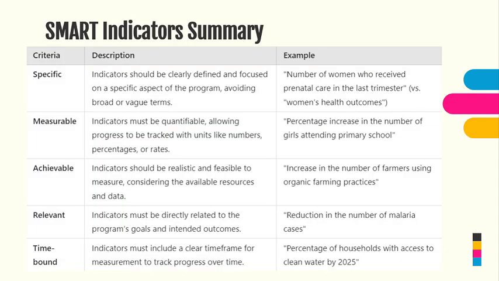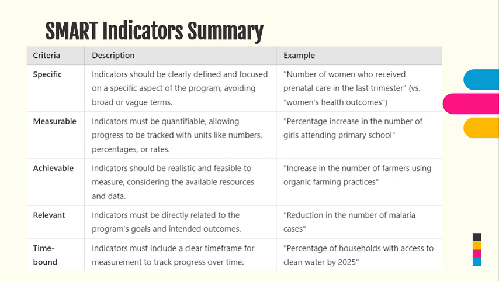So now, just a summary of what SMART indicators are all about. The first criterion is specific. When they say an indicator is specific, what do they mean? It means that an indicator is clearly defined and focused on a specific aspect of the program, avoiding being broad or vague. An example of that could be the number of women receiving perinatal care in the last trimester, compared to just saying women's health outcome, which is too broad.